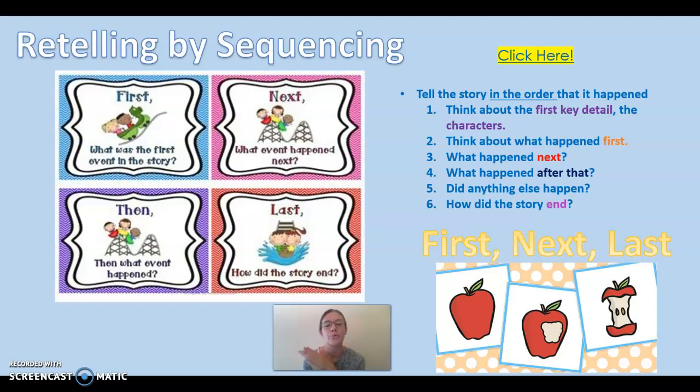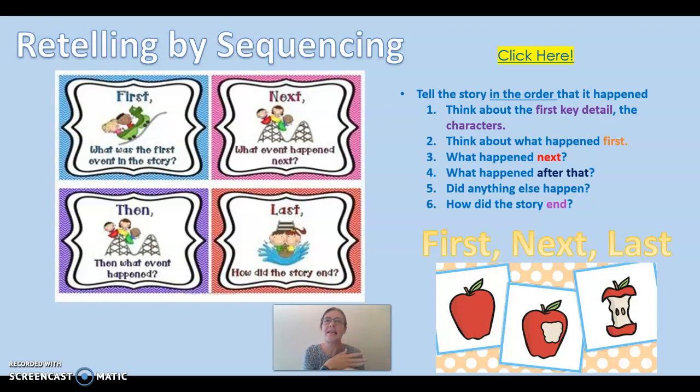So when we say that we're going to retell a story by sequencing, that means we're going to use words that tell the order of something, how something happens from start to finish, beginning to end. So these are going to be words like first, next, then, last, after that, all of those words that tell you when something happened. So, for example, if you're telling someone how to make a grilled cheese sandwich, you're going to say, first you get your ingredients, next you get your sandwich ready, then you put it on the stove, last you eat it.